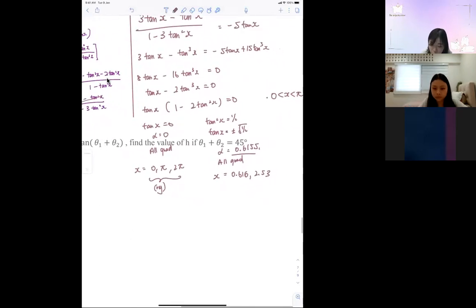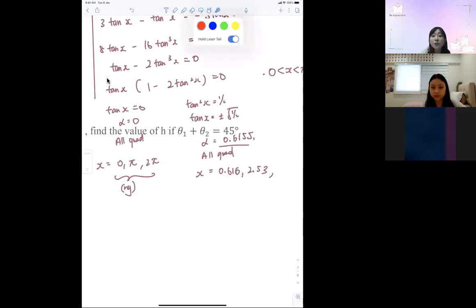Okay, so we only find the first and the second quadrant because the third and fourth exceed pi. So we don't need them. Okay, so be careful with your domain, yeah? Rachel, where do you get 2.53? Second quadrant is pi minus alpha. Okay.